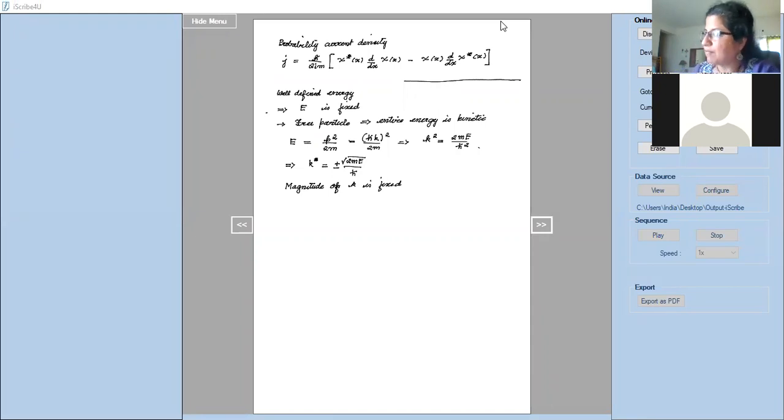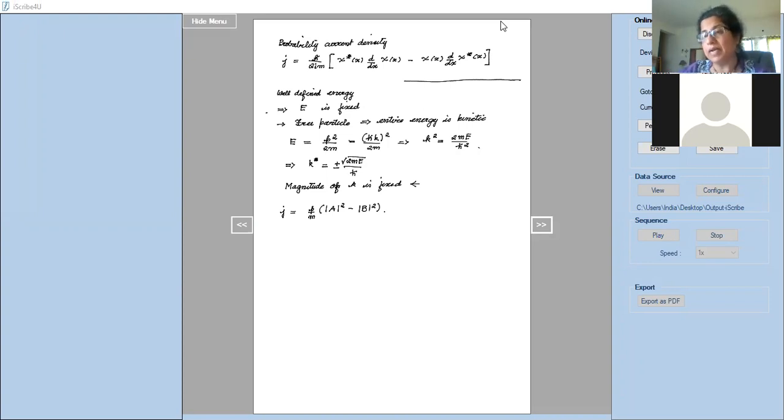So your J is equal to what? It's equal to p by m. What we found out from the earlier problem is mod A squared minus mod B squared. Now, what are we supposed to find out? We have a well-defined energy, which means that the magnitude of k is fixed. That we know. But direction is completely unknown.